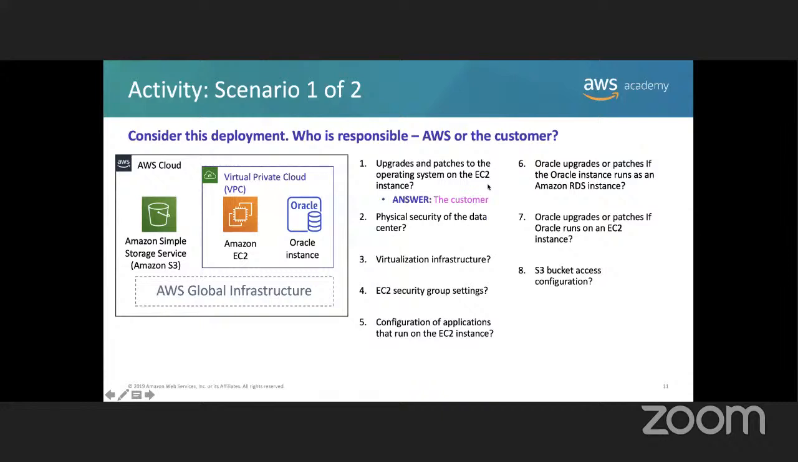Okay, good. Physical security of the data center. AWS. Does everybody agree? Yeah. AWS. Very good. Virtualization infrastructure. AWS. Customer. Do you virtualize things? Are you sure? No, sorry. AWS. Okay, good.